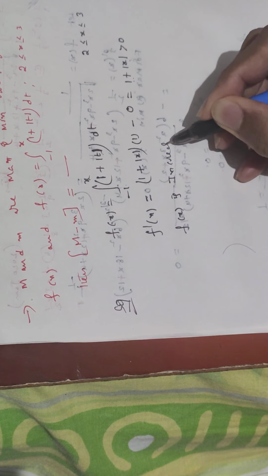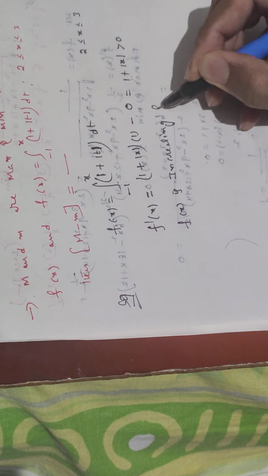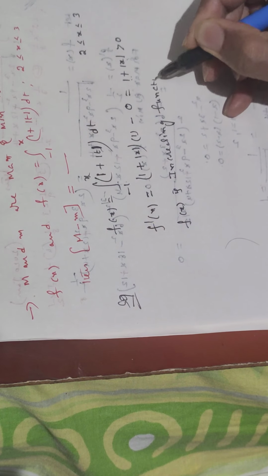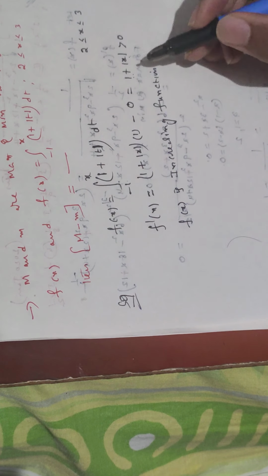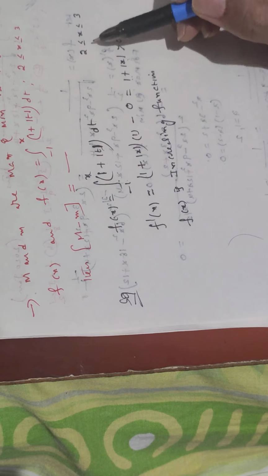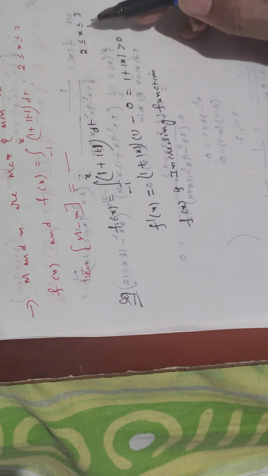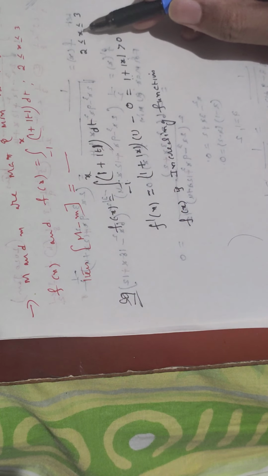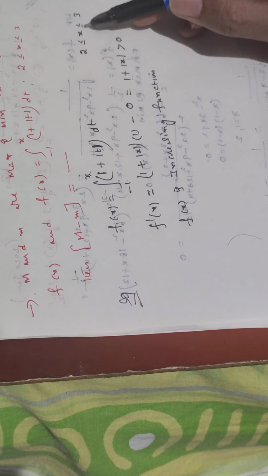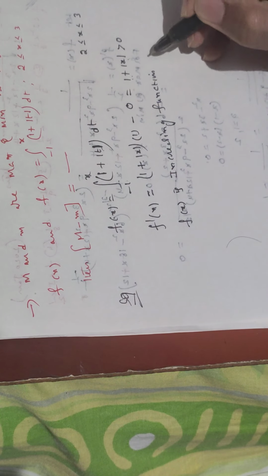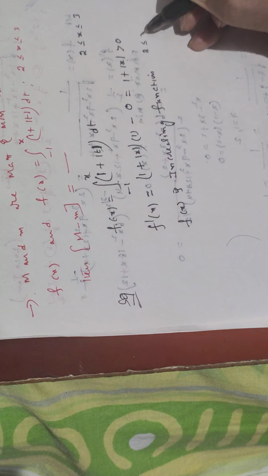Here f of x becomes an increasing function. It is an increasing function for all x, but you can take this interval because of the condition on x. X lies between 2 to 3. So f is increasing in the interval 2 to 3.